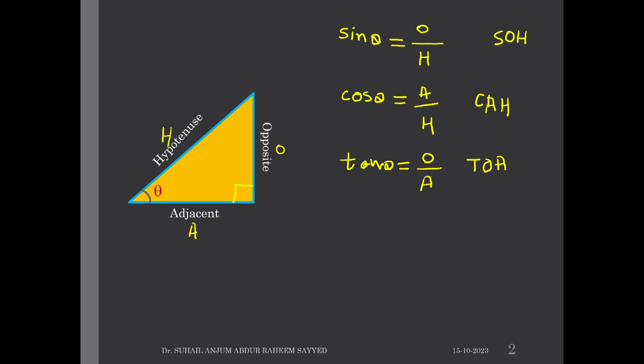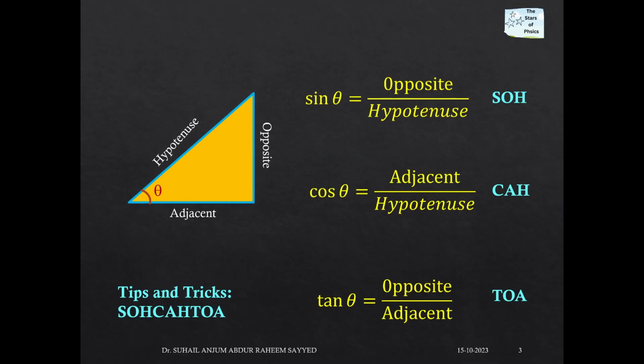So all these three ratios we can remember in an easy way as SOH, CAH, TOA. Here we have our first ratio sine theta as SOH, the second ratio cos of theta as CAH, and the third ratio tan of theta is TOA. The tip and trick to remember this is SOH, CAH, TOA.